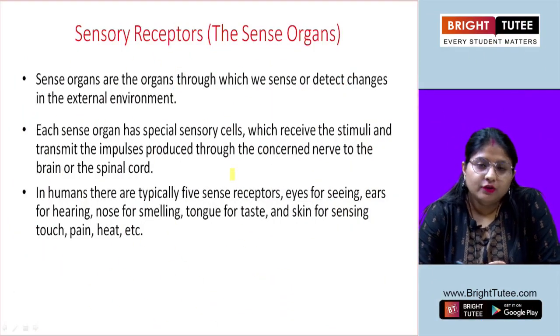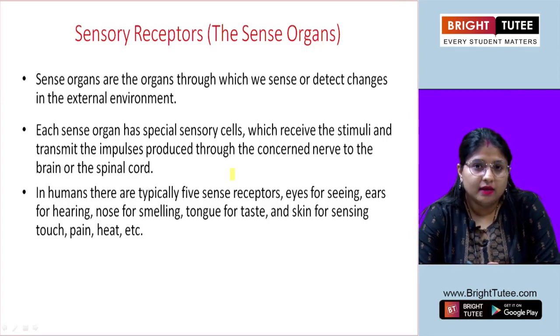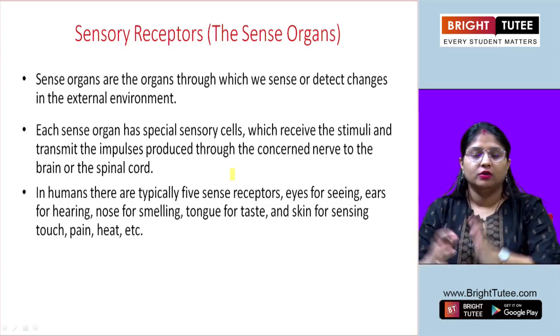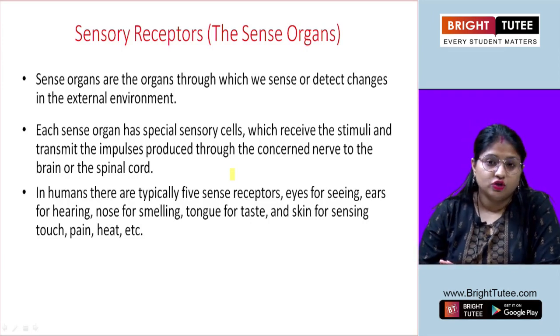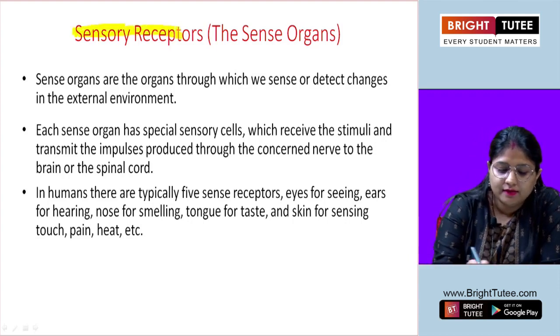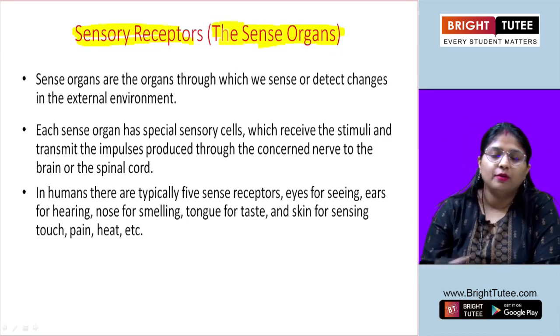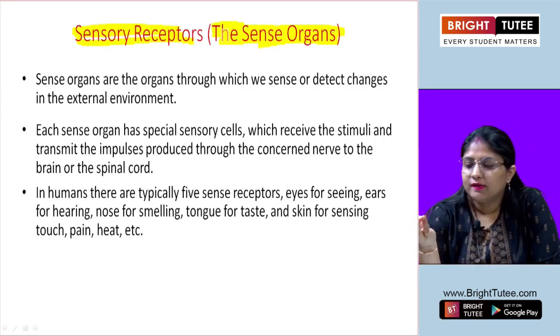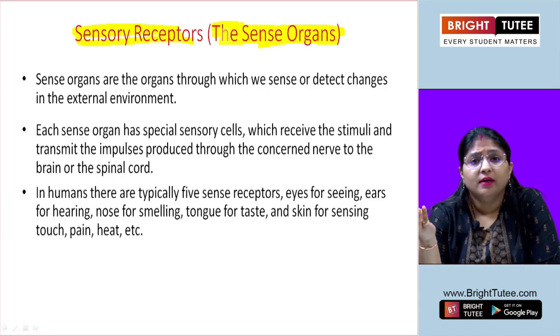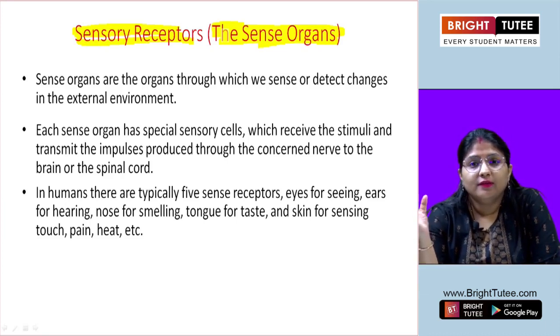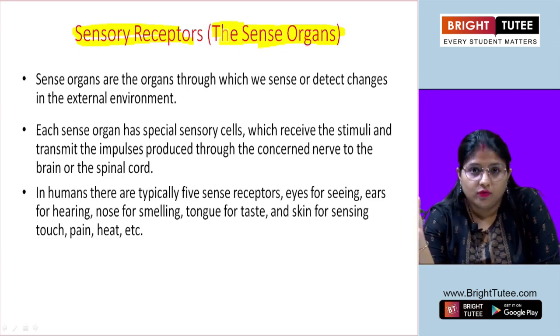Now, once we have understood about the CNS, the PNS, and the spinal cord, let's talk about another important part of the way our nervous system functions, and that part is the sensory receptors or the sense organs. Obviously, without these sense organs, we will not be able to function. The sense organs are the eyes, ears, nose, skin, and tongue. These are the 5 sense organs which help us in perceiving anything around us.